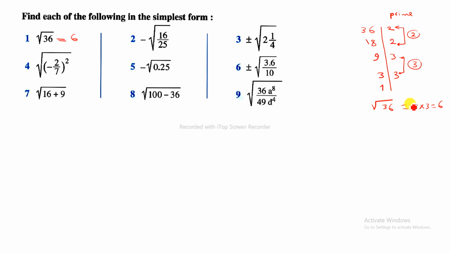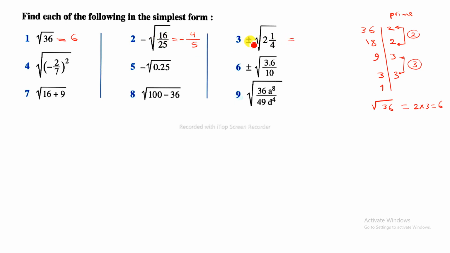How to get the value of the square root without using the calculator. You will make factorization to its prime factors. Number 2. Negative square root of 16 over 25. We keep the negative. Square root 16 is 4. Square root 25 is 5.